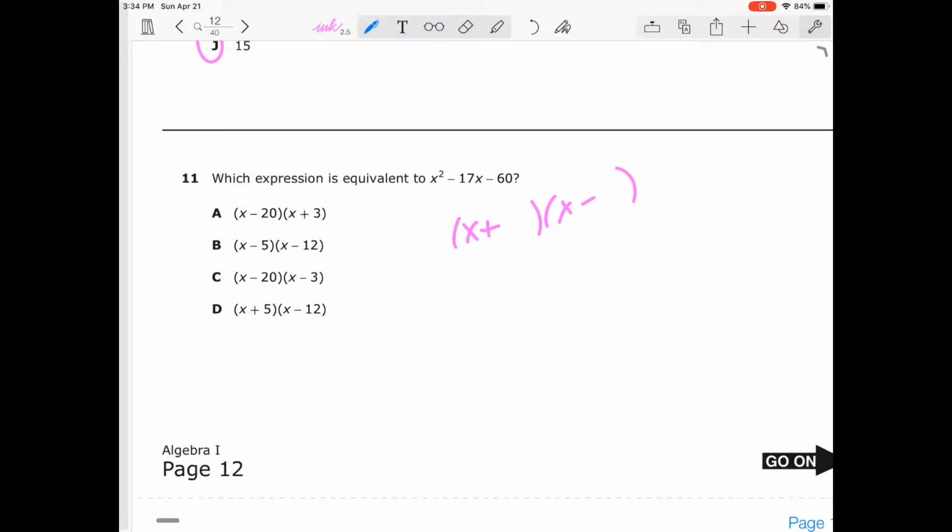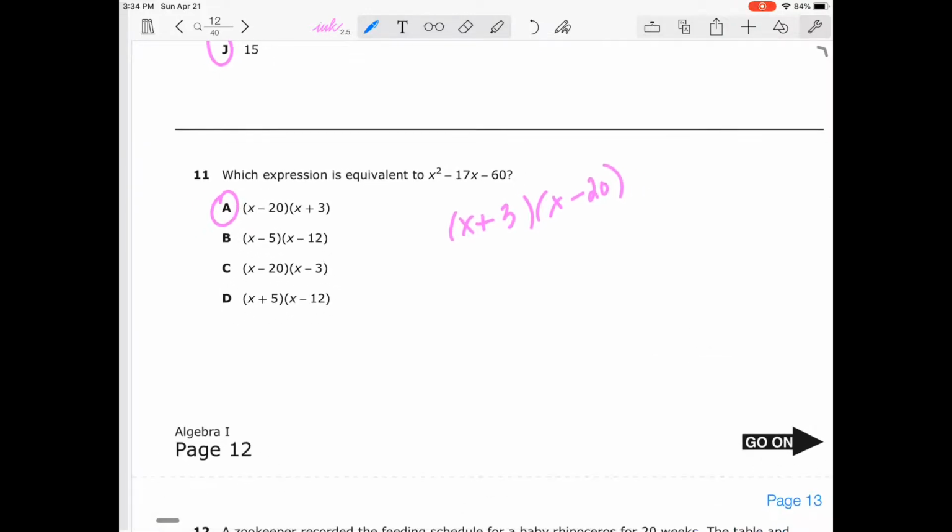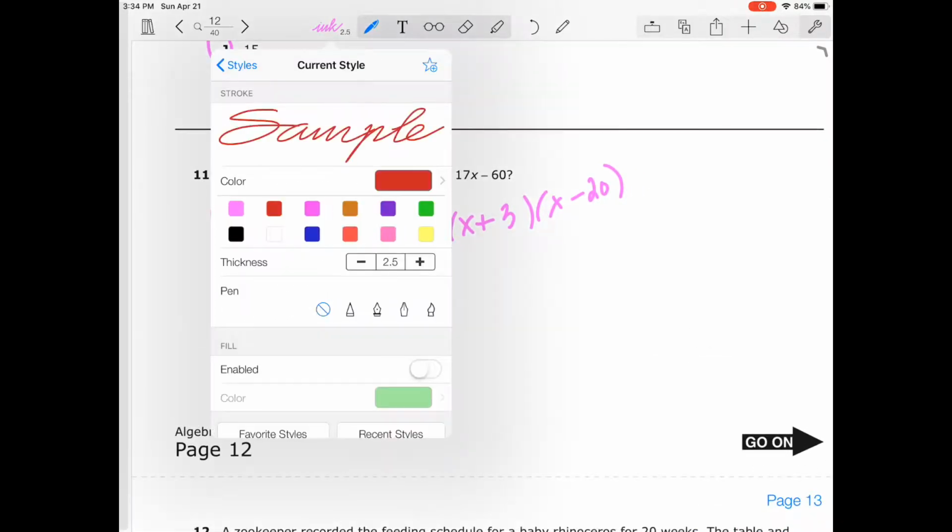So 2 times 3 is a factor of 60, and 20 minus 3 will give me 17. But it needs to be negative 20 and positive 3 in order for this to work. So that's going to be our answer choice A. Let's make sure this works, so we're going to check it. Let me change to a different color for when we're checking.